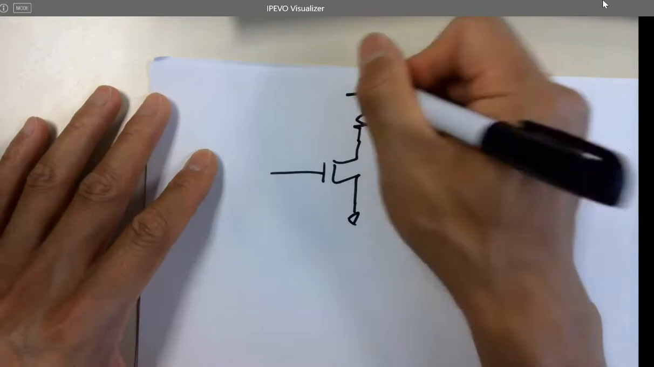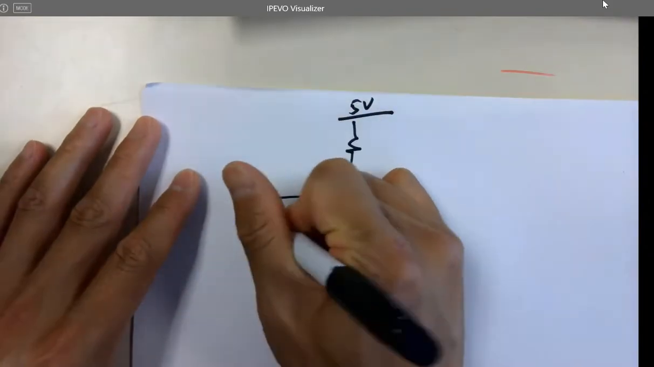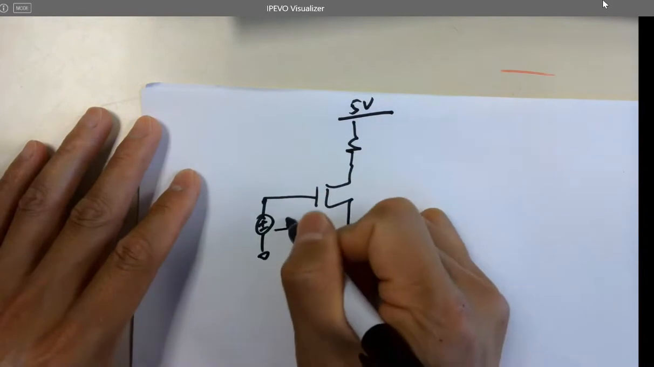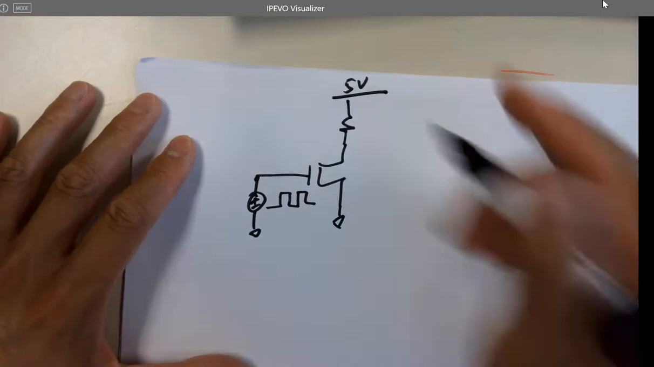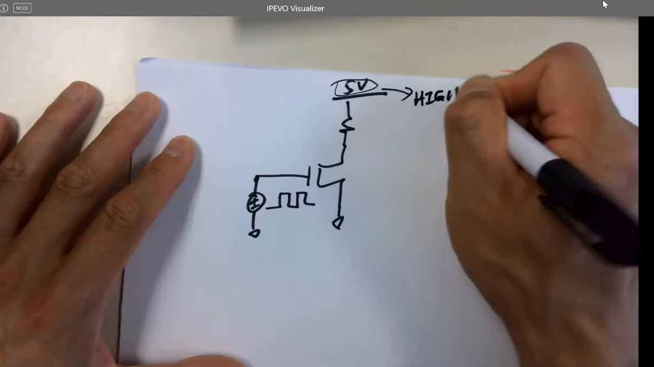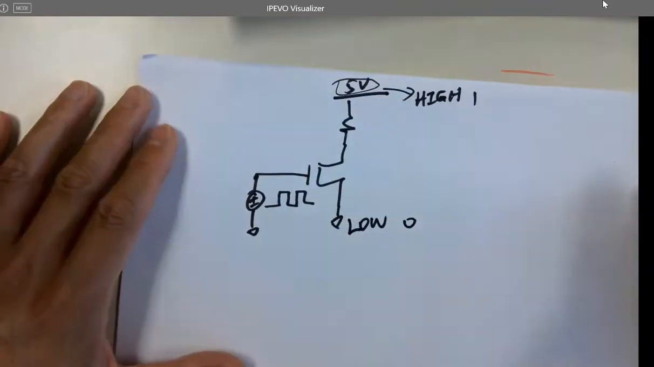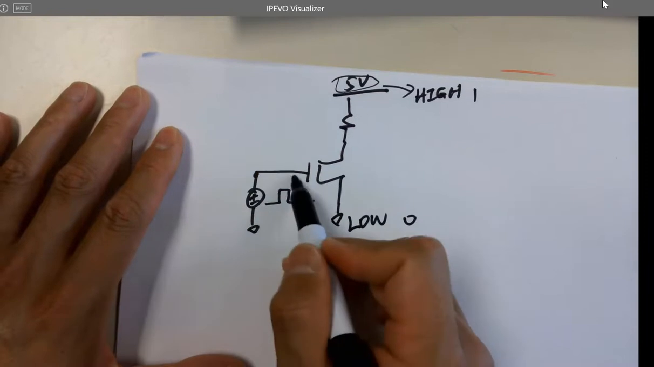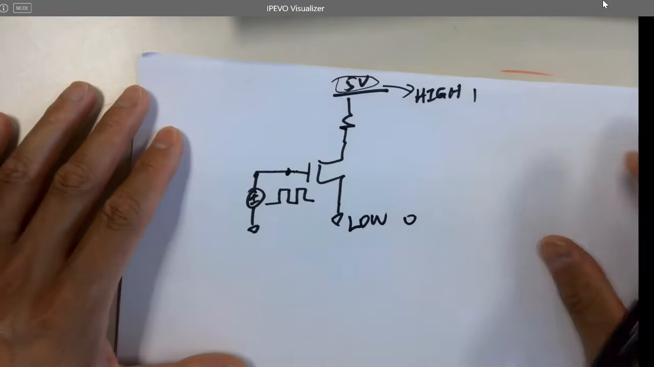If I have a resistor, I just turn this on or off or give a pulse here. So 5 volts in digital logic is high, right? Ground is low. So that's 1, 0, that's digital. If I turn this on and off, what's going to happen?